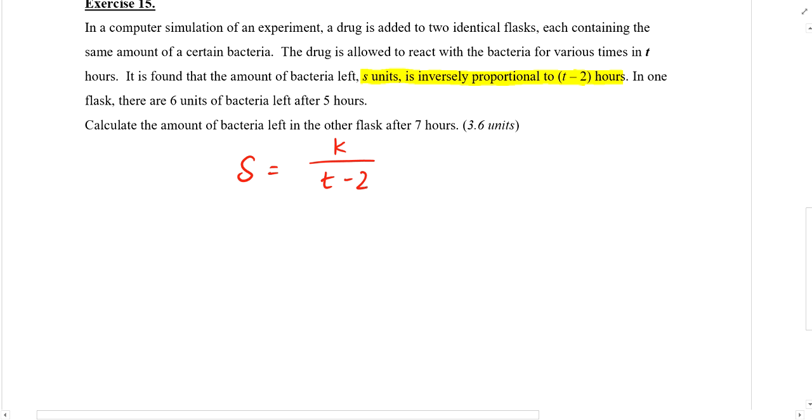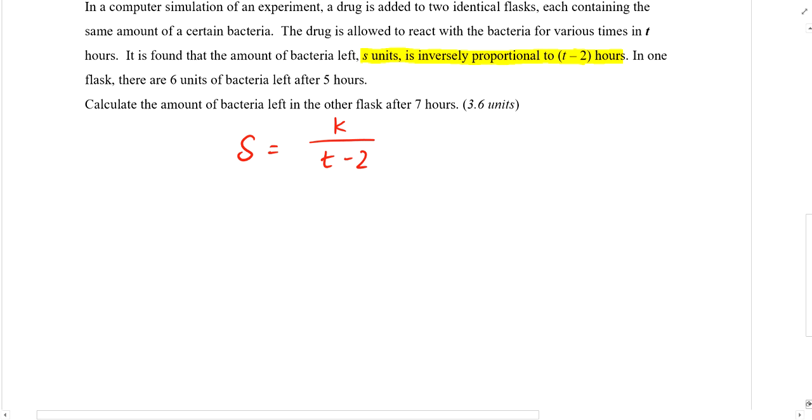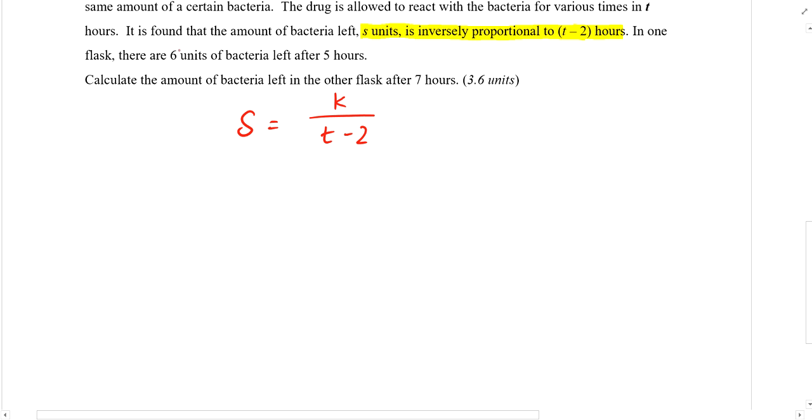Then in one flask, there are 6 units of bacteria left after 5 hours. Calculate the amount of bacteria left in the other flask after 7 hours. K is a constant. So let us substitute 6 and 5 into our equation. 6 equals K over 5 minus 2. K equals 18.